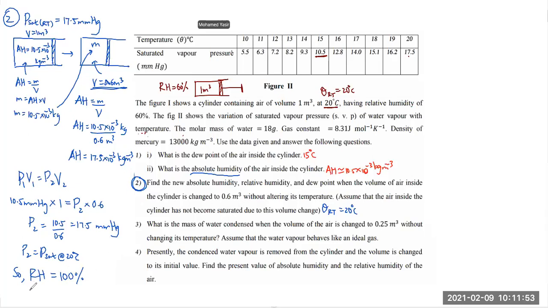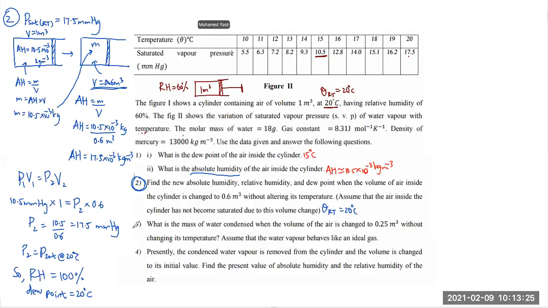And what is the dew point? Dew point is also the same value. That is 20 degrees Celsius. Earlier, the dew point was 15, because the volume was 1 meter cube. Now, when you reduce the volume, you are compressing the water vapor there, so the composition changes. Therefore, the dew point will also change. Okay, so this is the answer for the second part.